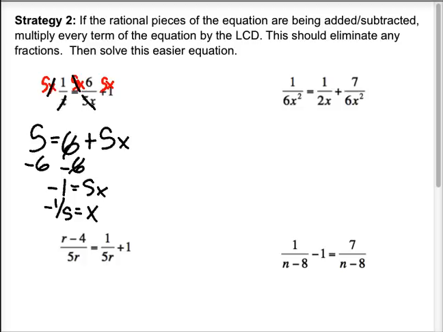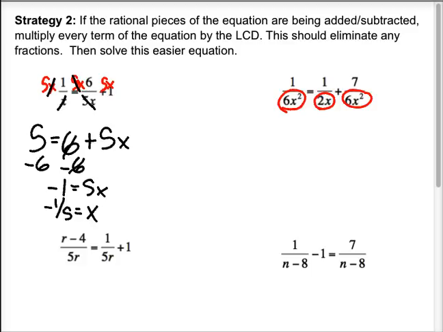All right. So let's look at this next one. 1 over 6x squared equals 1 over 2x plus 7 over 6x squared. All right. So let's look at those denominators, shall we? Now this is not quite as easy as the first one, but it's still not too difficult. Because if I multiply by 6, 6 will take care of the 6 and the 2. The 2 will be removed from the denominator as well. So my least common denominator has that 6 in it.